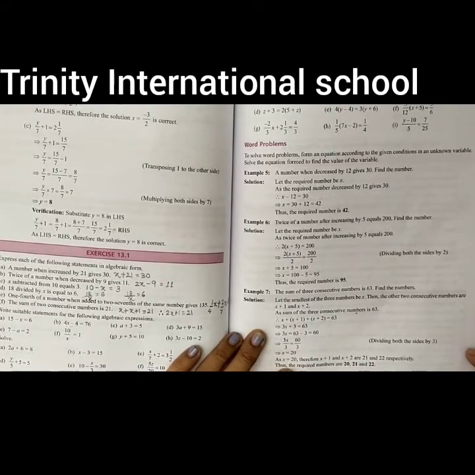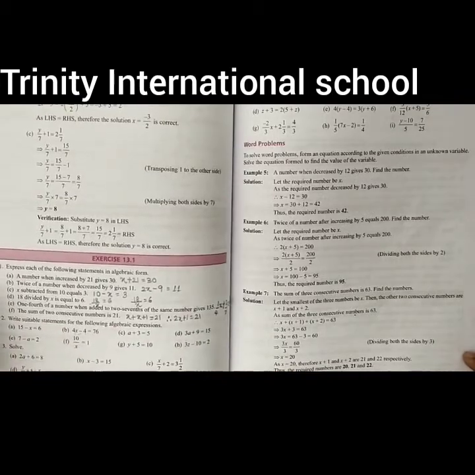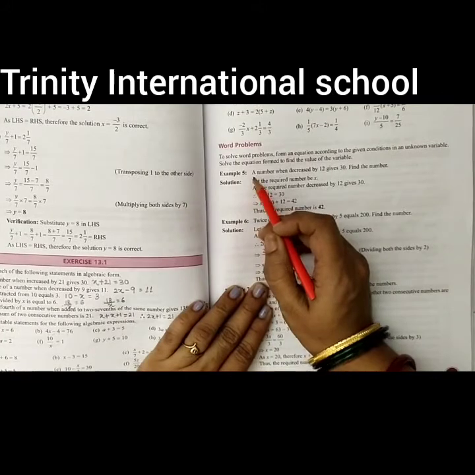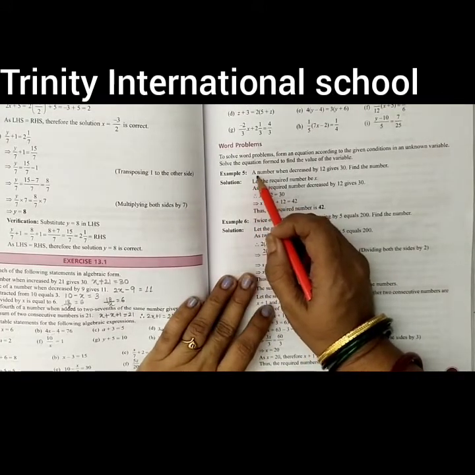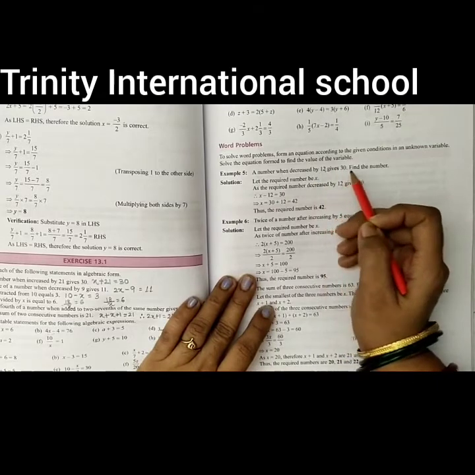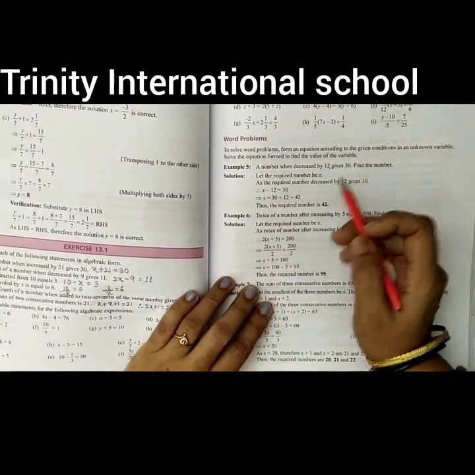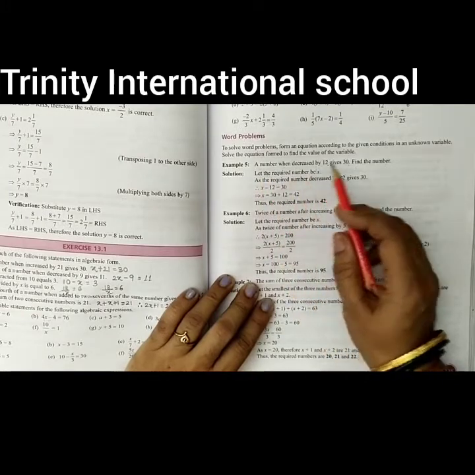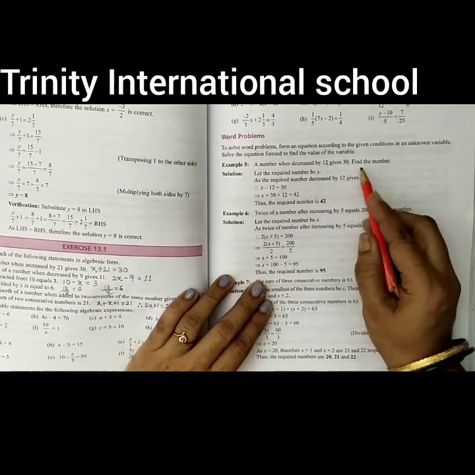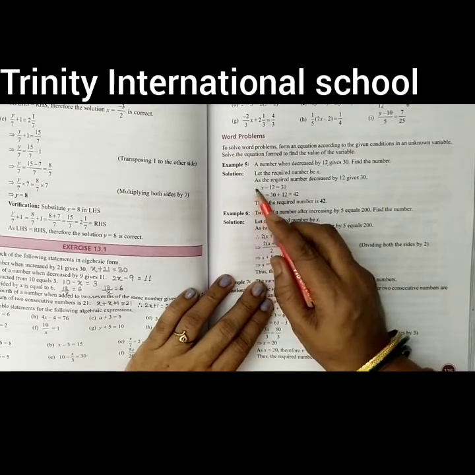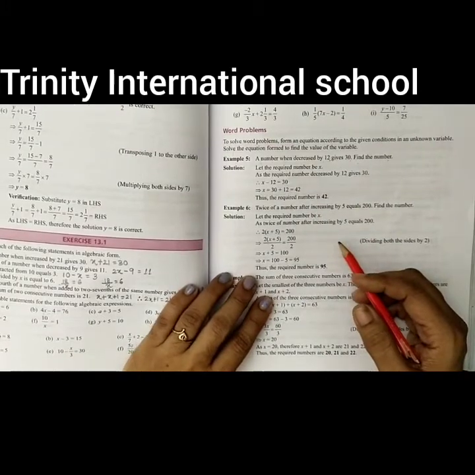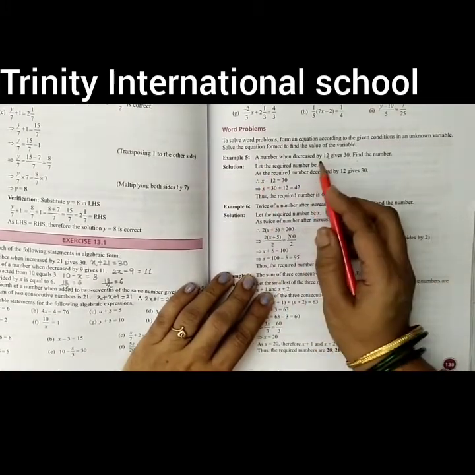Okay, so let us see one example which is given on page number 135, where you have the first example. See, a number when decreased by 12 gives 30. Find the number. So as you know, whenever this type of word problems are given, you have to first take the number as x. So see, let the required number be x. Now you have to read the problem properly.